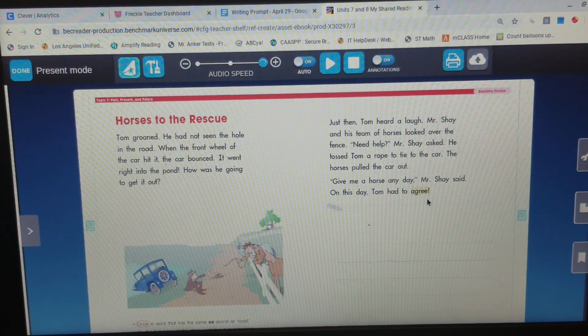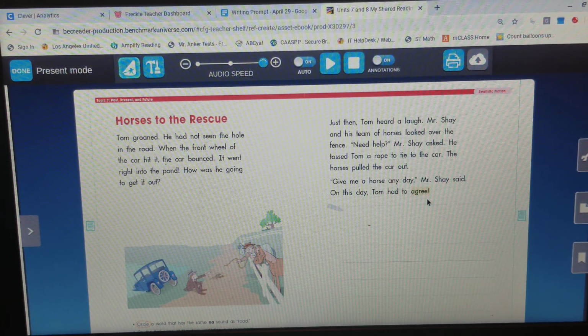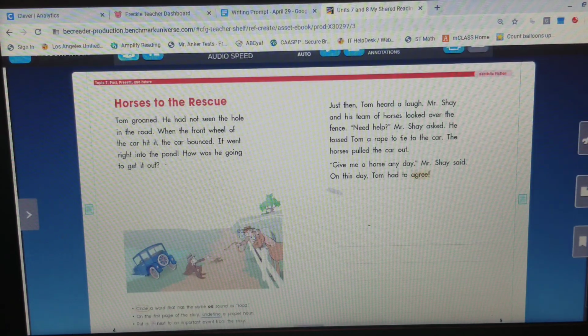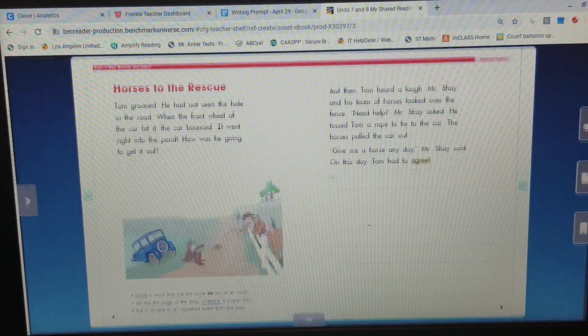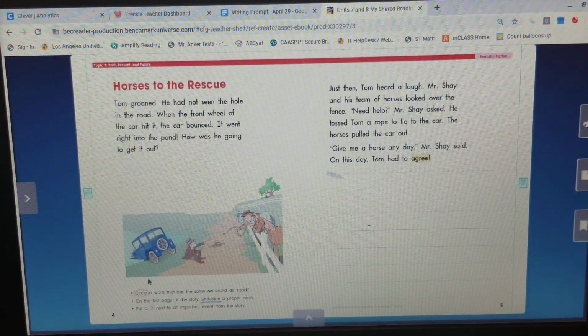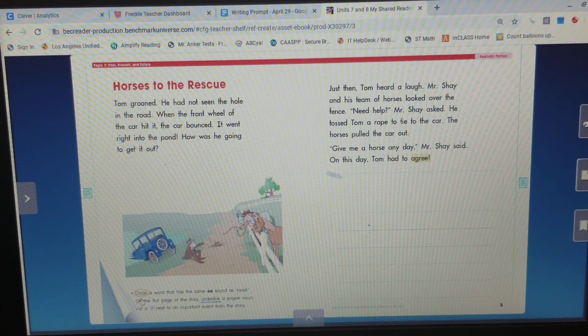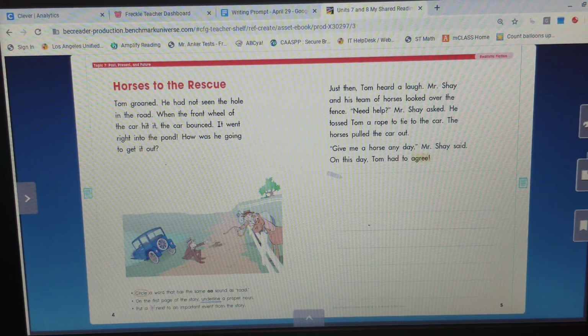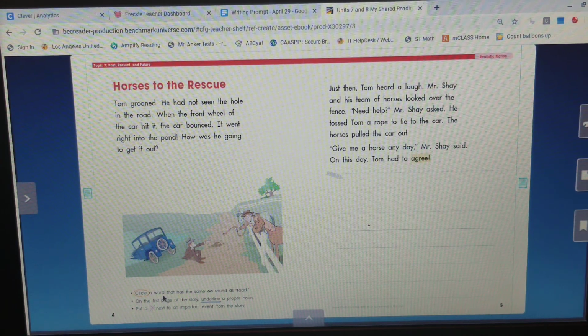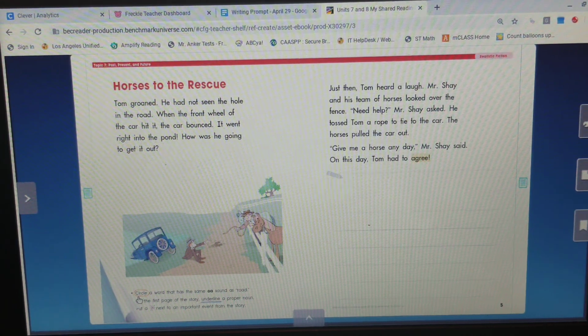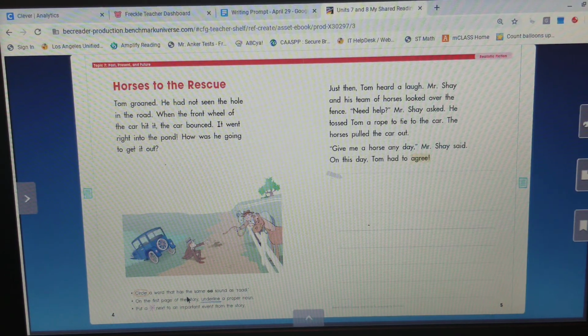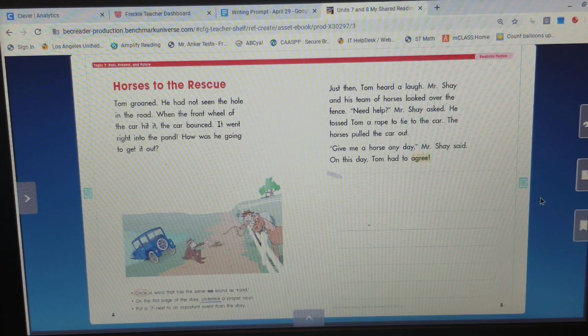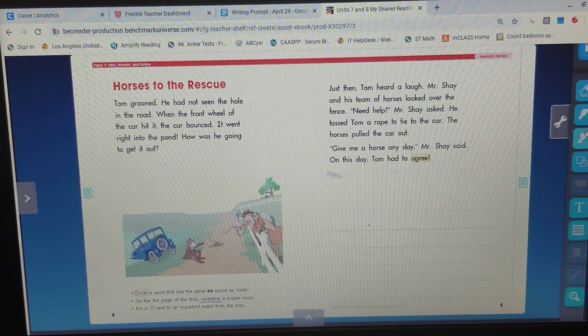All right, let's look at what we're being asked to do. And I know we're going to also identify some nouns. All right, let's get ready. Have your pens or your pencils, crayons. Let's get started. It says, circle a word that has the same O sound as toad.